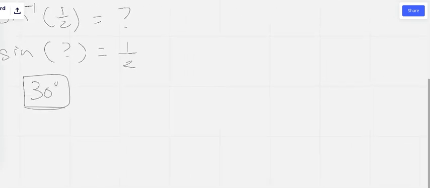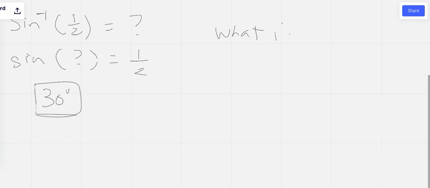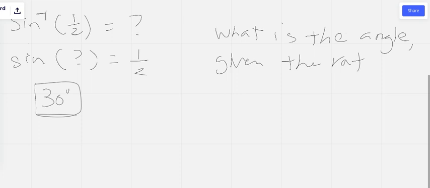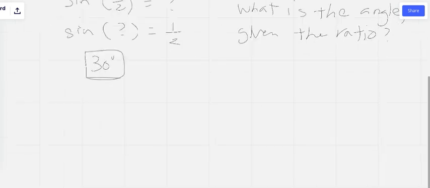And trig inverse is basically asking you what the angle is, given the ratio. Therefore, every time you get confused on a trig inverse problem, you can put it another way, which may help you learn it better. So let's do another practice problem.